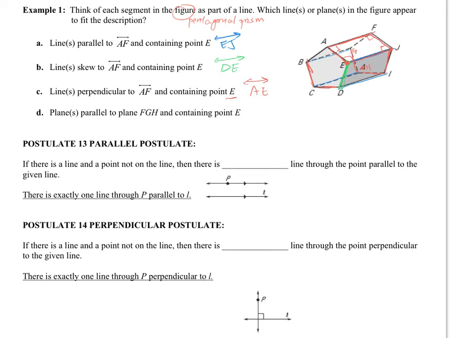Part D, planes that are parallel to plane FGH and containing point E. So a plane that is parallel to plane FGH, which is this plane, the back here, and containing point E will be plane ABC. We'll just have to pick any 3 points on this plane. It doesn't matter. Okay? Or I could just draw a plane symbol.